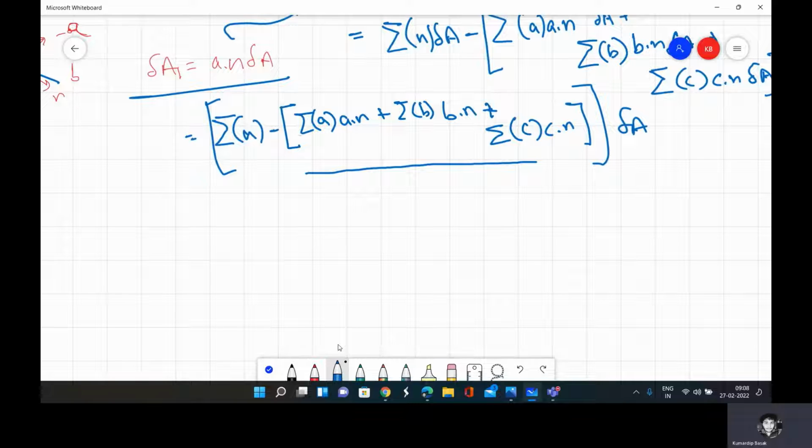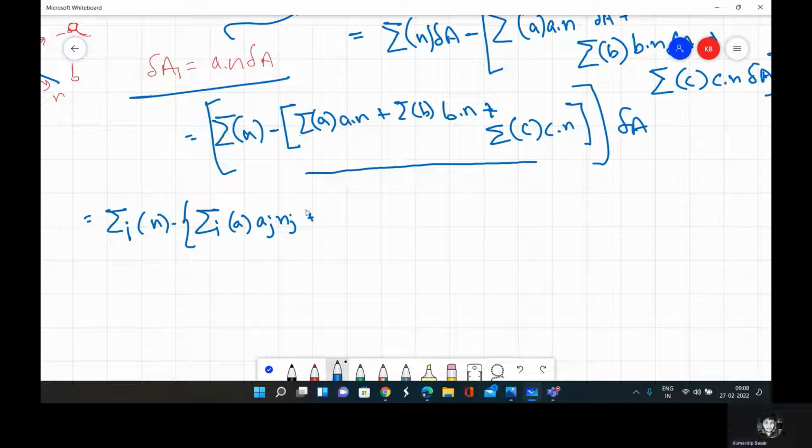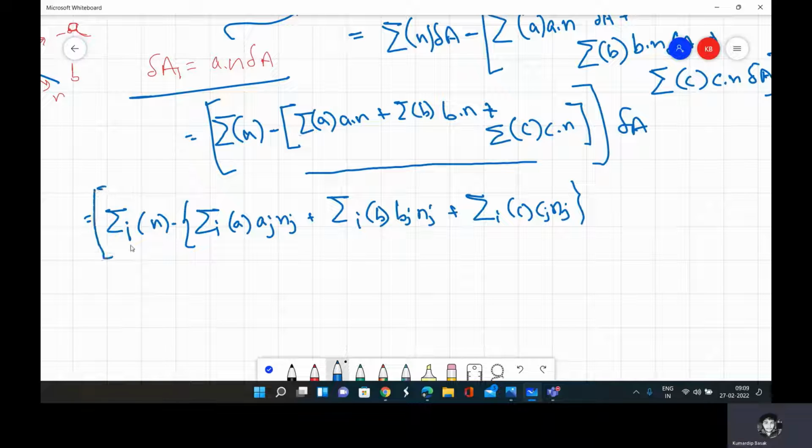We write it as... now understand there is a dot product there. So the dot product is expressed in index notation as sigma_ij into n_j. Fine. We get this.